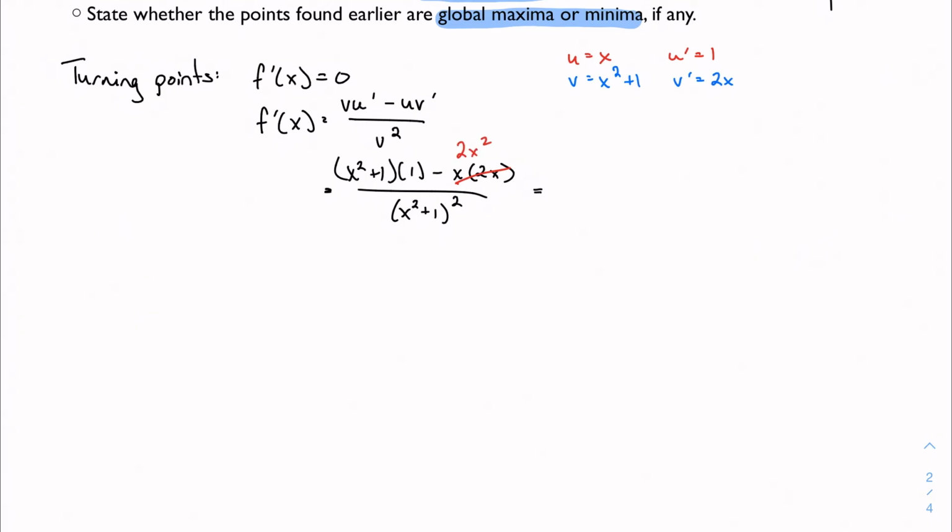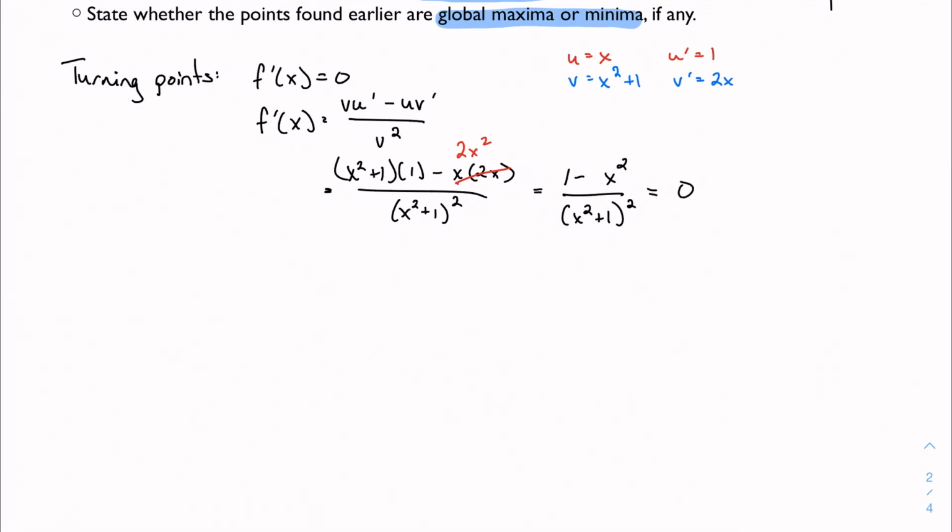So if I go through and simplify this, I'm going to have 1 minus x squared over x squared plus 1 squared. No, I was right, 1 minus x squared. Okay, and this is all equal to 0.